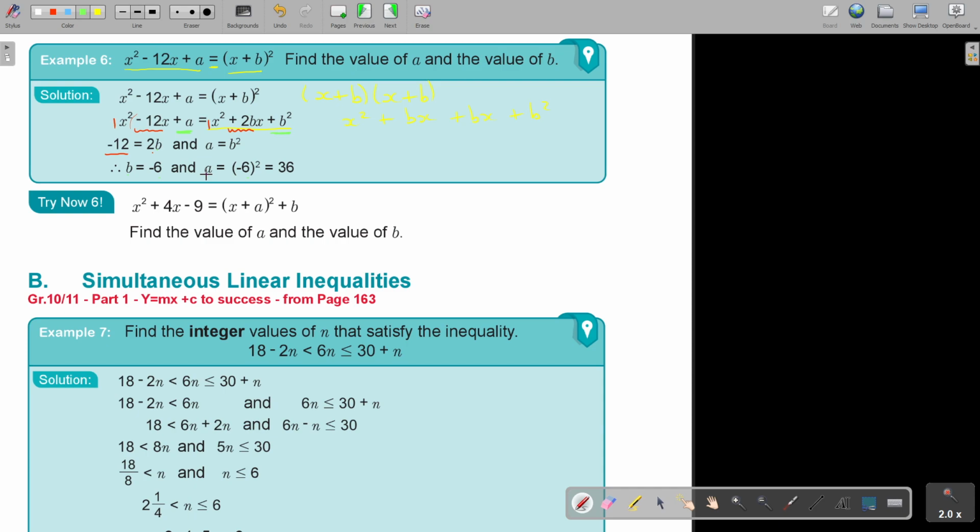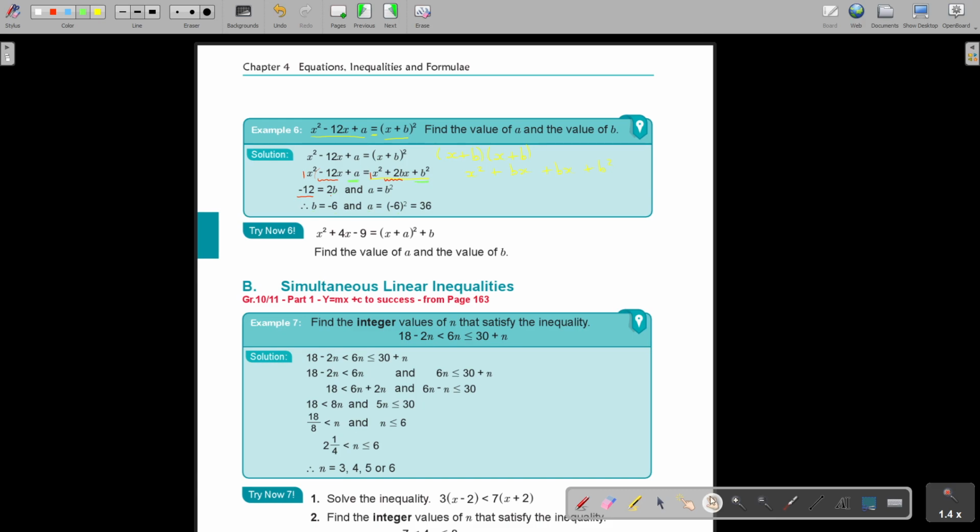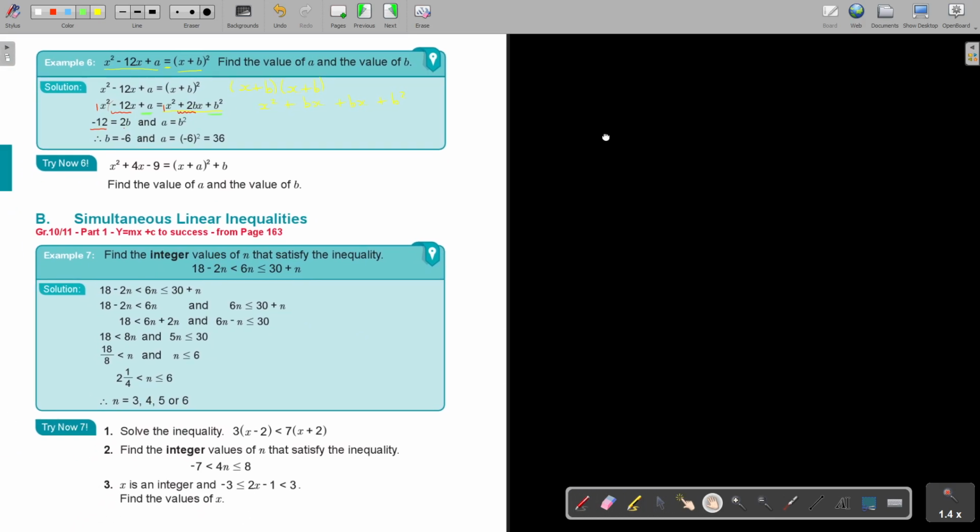Very easy. Okay, I want you to stop the video, and I want you to do Try Now 6. You can continue the video as soon as you are finished. I'm just going to make a little bit of space, and then I'm going to start. Okay, Try Now 6.